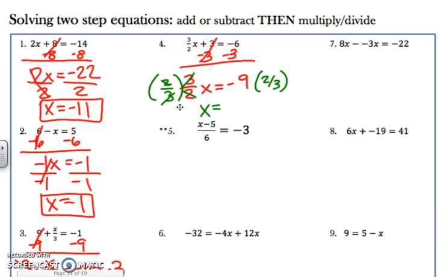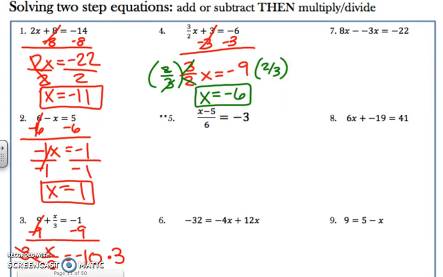And then negative 9 times 2 would be negative 18, divided by 3 is negative 6. Remember, if you are trying to type in a fraction in the calculator, it is the alpha button, the green button, the y equals, and then enter if you want to enter a fraction that way.